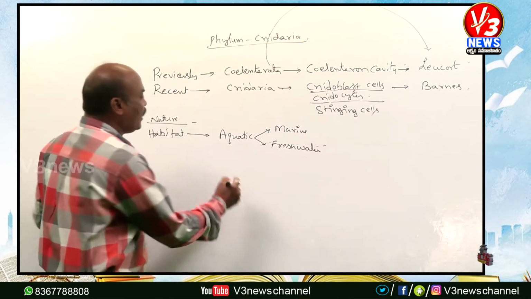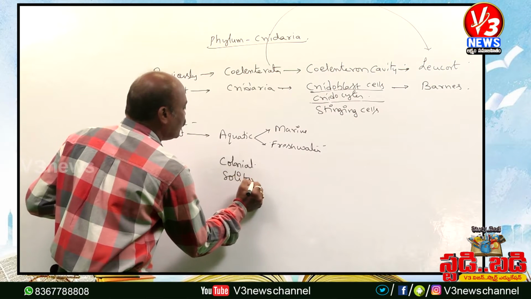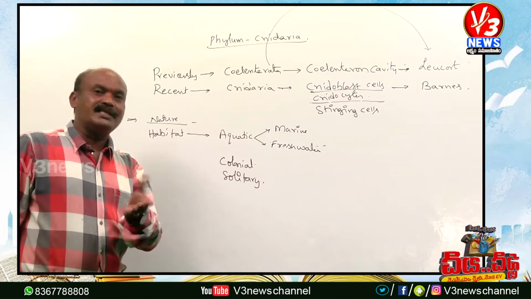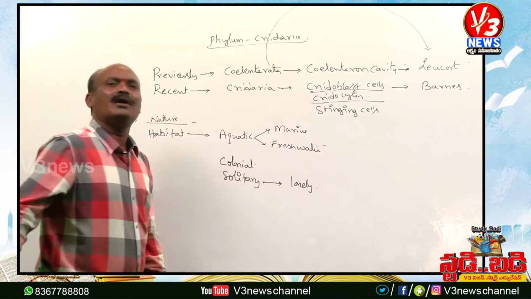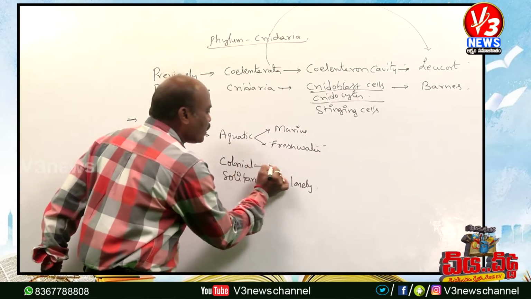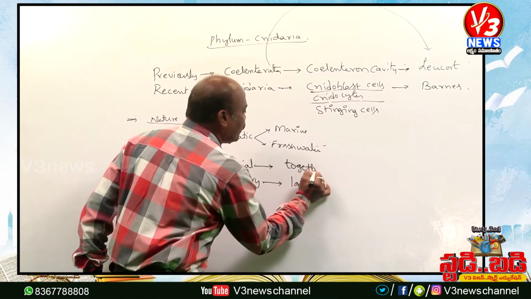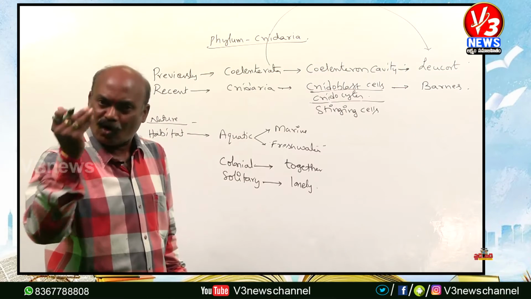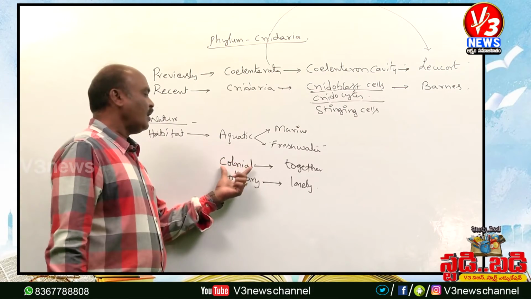Some are colonial and some are solitary. These are two technical terms. What is their meaning? Solitary means they live alone. But colonial means they live together, with each other. They form a colony. That's why they are called colonial. They may be solitary or colonial.